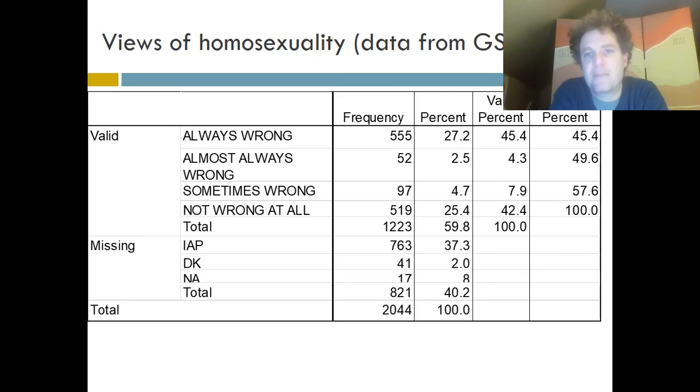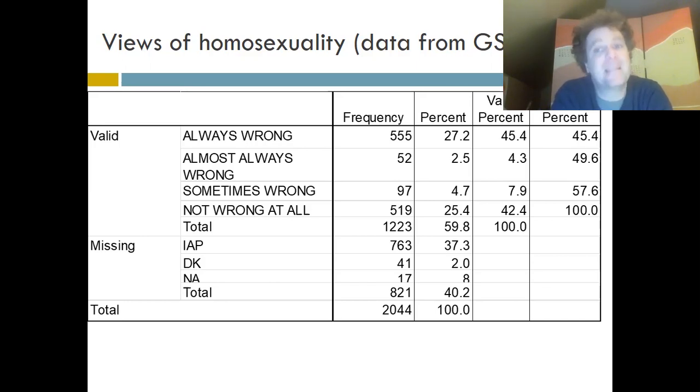Okay, so let me break this table down a little bit so you can understand it. This is useful because you'll be looking at these types of things in the future. So what we have, on the very left, is all the possible answers, right? Always wrong, almost always wrong, sometimes wrong, not wrong at all, right? And then we get a total, right? That's the total number of people who actually gave us an answer, right? And so we can see how many people answered.